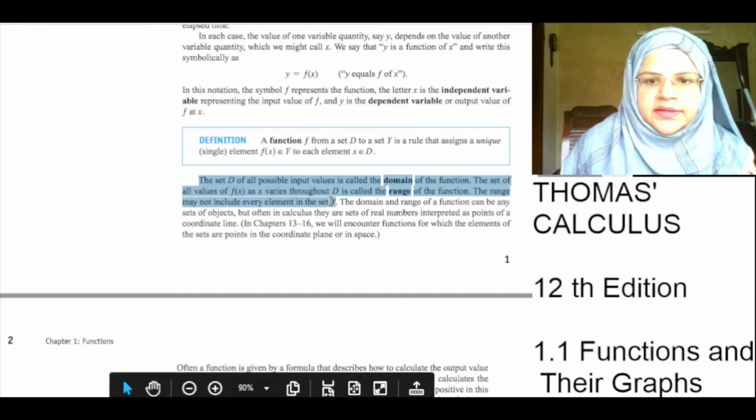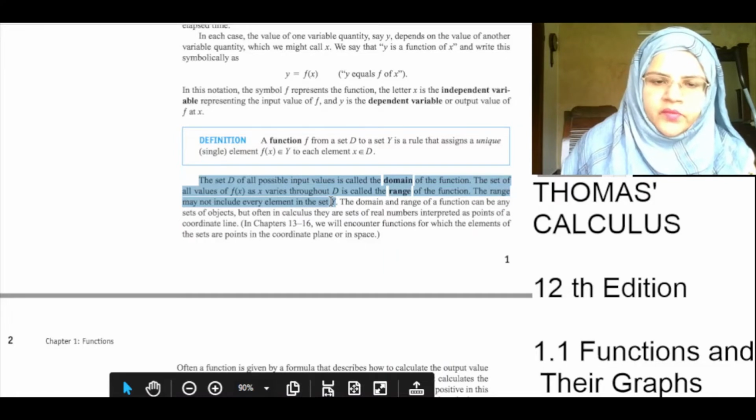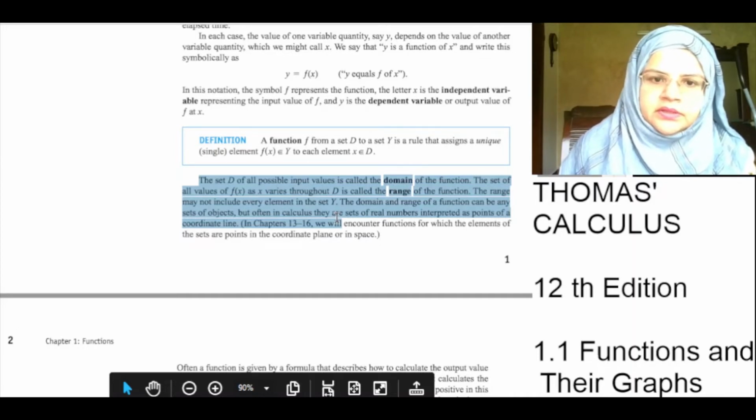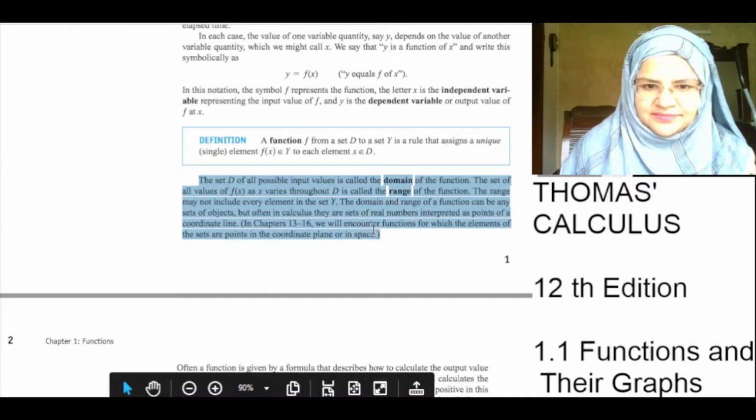The domain and the range of a function can be any set of objects, but often in calculus they are sets of real numbers interpreted as points of a coordinate line. In chapters 13 to 16, we will encounter functions for which the elements of the set are points in the coordinate plane or in space.